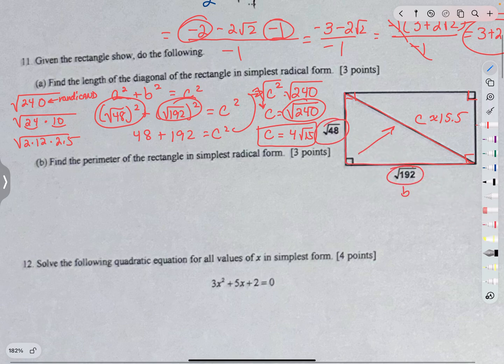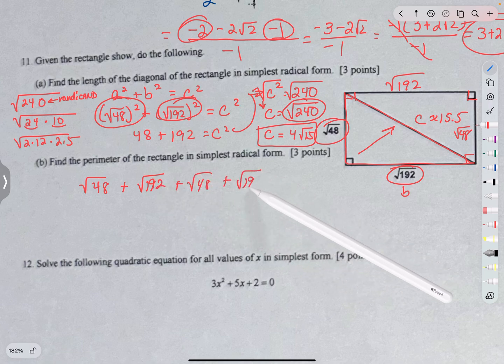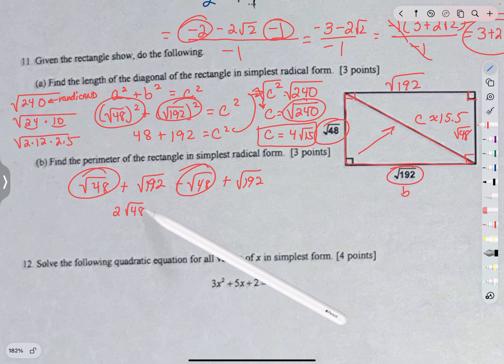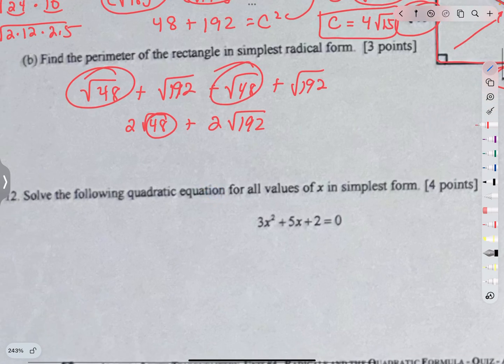All right, let's find our perimeter now, this rectangle. We just got to add up all the sides. Thank goodness it's a rectangle because I also know these opposite sides. So I go root 48 is one side plus root 192 plus another root 48 plus another root 192. Add up all the sides. That's your perimeter. But let's go ahead and put those two together. That's 2 root 48s plus 2 root 192s. We just got to simplify these guys.